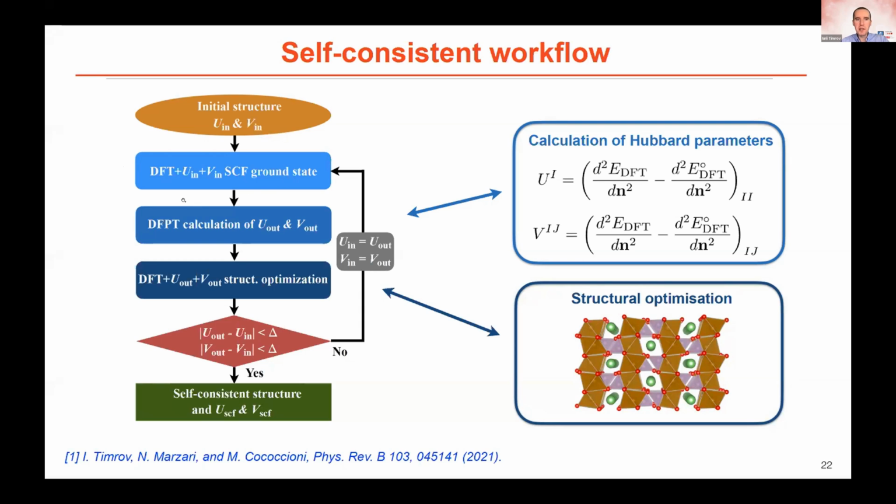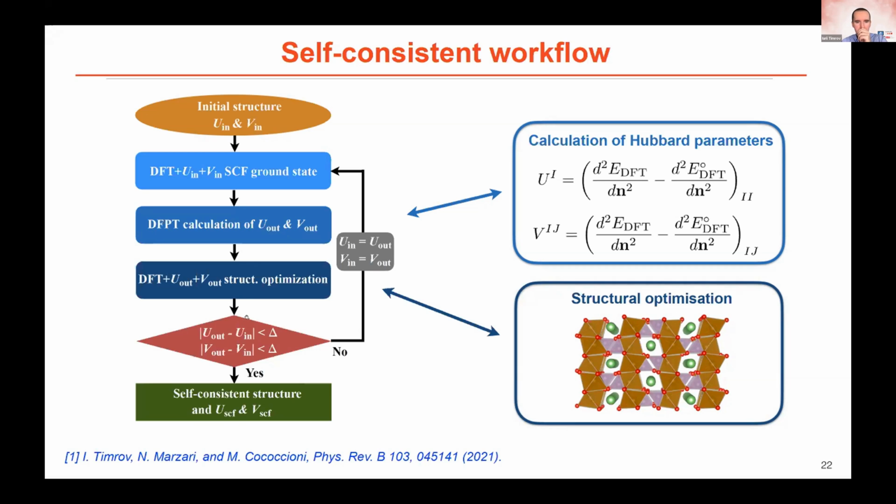Second, you use DFPT, the HP code, to compute the Hubbard parameters. So this gives you U out, V out. And then you can perform structural optimization at the DFT+U+V level using the U and V determined in the previous step. So in principle, here you can stop and say, this is my one-shot calculation of Hubbard parameters. But actually, there is a question. I mean, you computed Hubbard U and V parameters starting from the DFT ground state and experimental geometry, but those parameters are not yet consistent with the underlying structure.